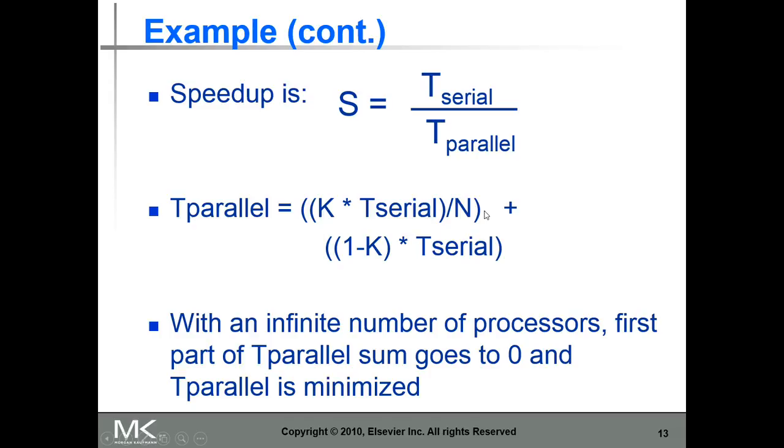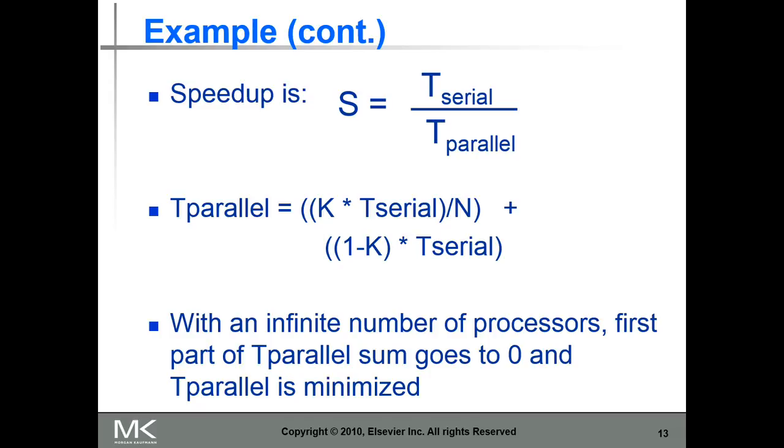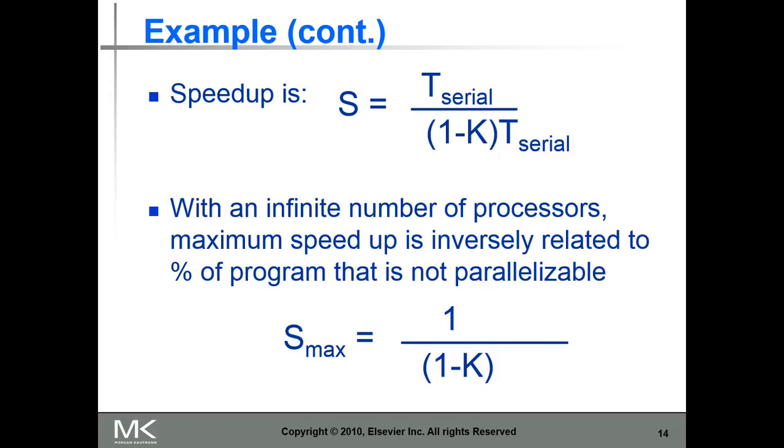So if T parallel is minimized, then S will be maximized. Having a minimal value here gives you a maximal value for S. Just plugging and playing from this screen to here, we know the maximum speedup is T serial over 1 minus K T serial. And I reduce that even further to basically say, with an infinite number of processors, the maximum speedup is inversely related to the percentage of the program that's not parallelizable. So speedup max is 1 over 1 minus K.